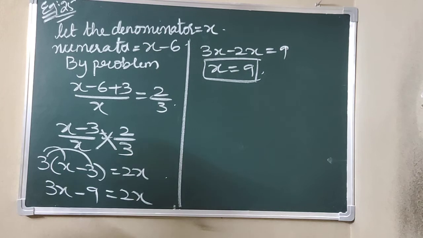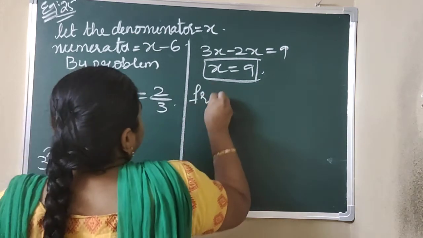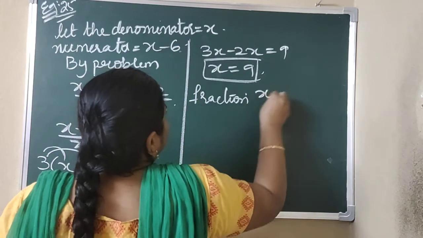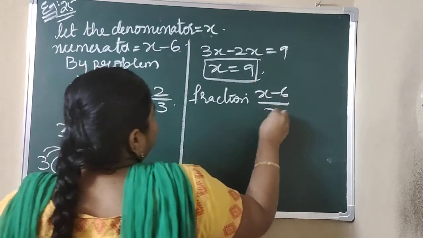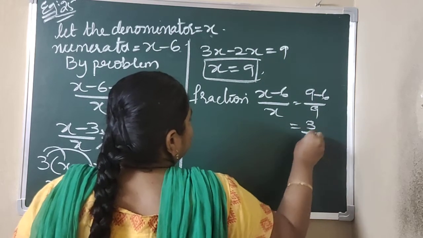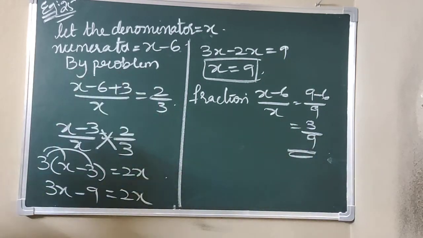Then what is the original fraction here? The fraction has numerator x minus 6 and denominator x. So it will be 9 minus 6 by 9, that will be equal to 3 by 9. So what is the original fraction? The original fraction is 3 by 9. So this is our 25th example.